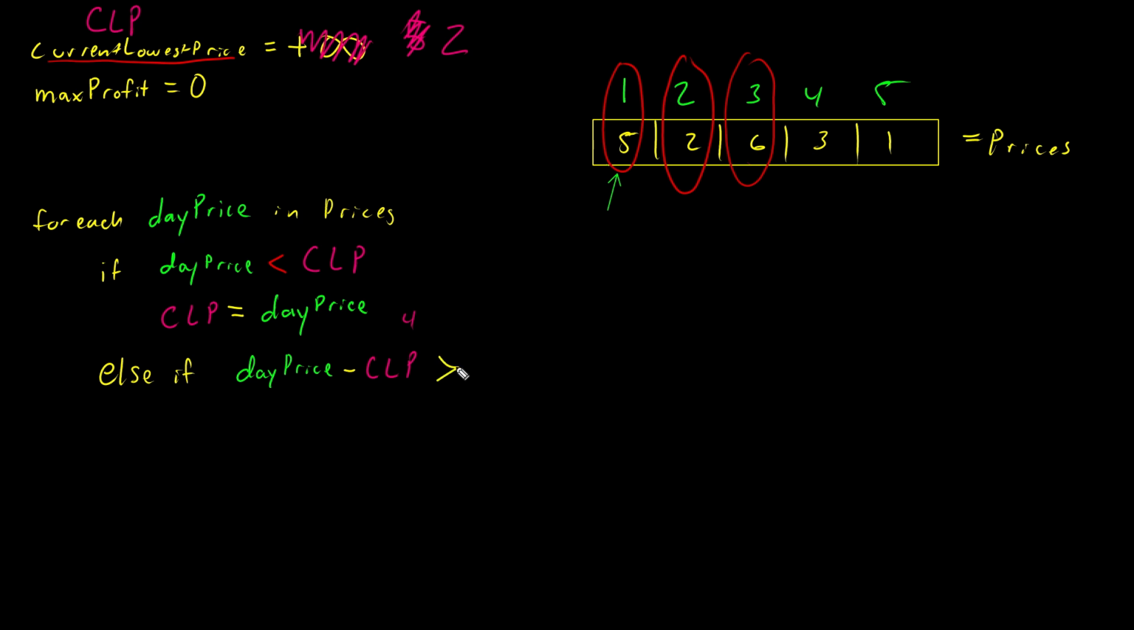So right now, we'll check to see if that's greater than max profit, right? So is 4 greater than 0? Yes. So our max profit that we can make now is $4. So let's go ahead and update our max profit.